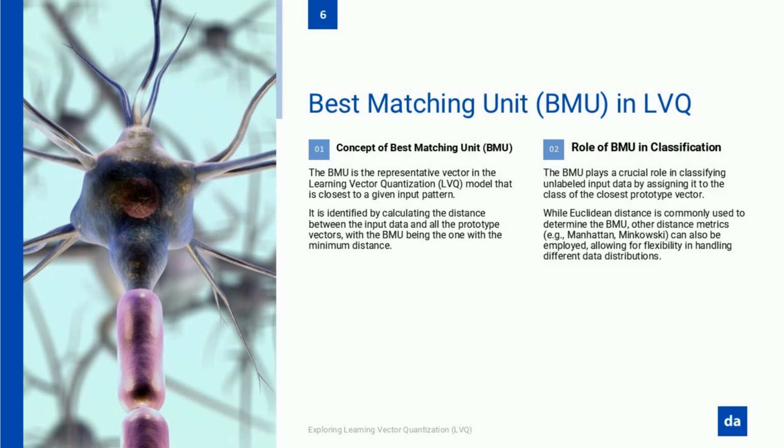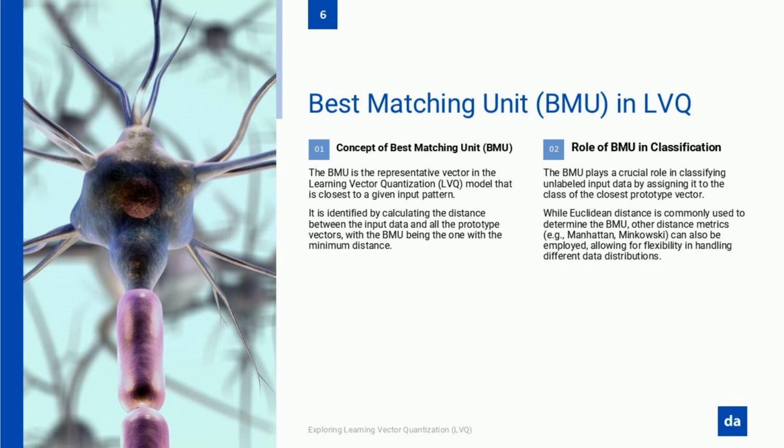But how does it determine what's closest? That's where distance metrics come in. The BMU typically uses Euclidean distance. That's just a fancy way of saying, how far is this input from each prototype? The one with the smallest distance wins. It's like measuring how similar two songs are based on their tempo and melody. The closer they match, the more likely they belong to the same genre.